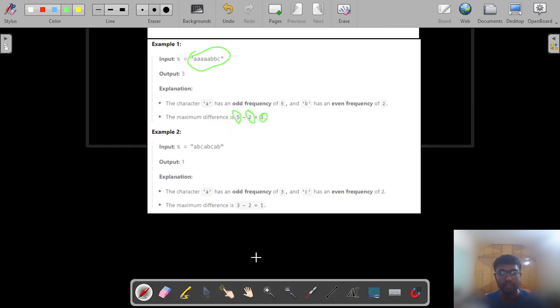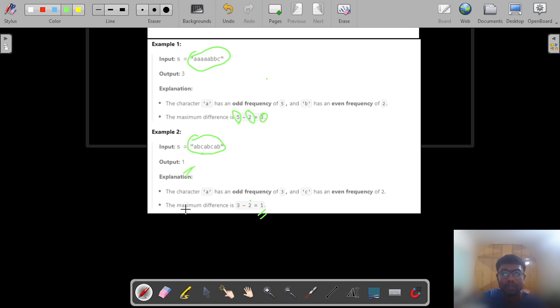Similarly, in another string, if we see, there is this string given, which is ABC, ABC, AB. So A is occurring 3 times and C is occurring 2 times, right? B is also occurring 3 times. A or B is occurring 3 times, so we can pick any of them, whichever is of highest value, and the difference between them is 1, and that's the output that we see.